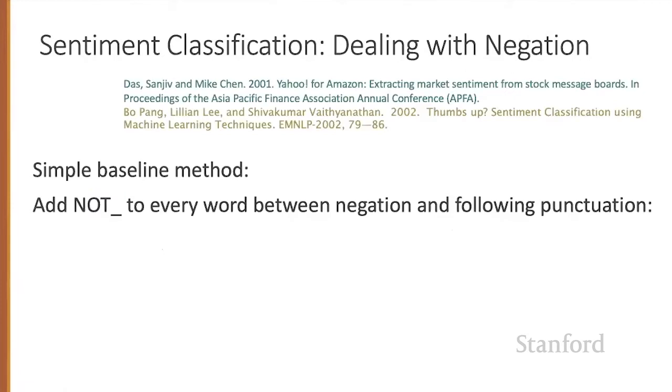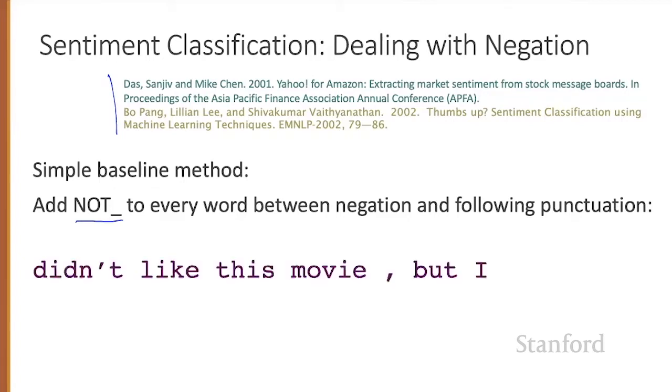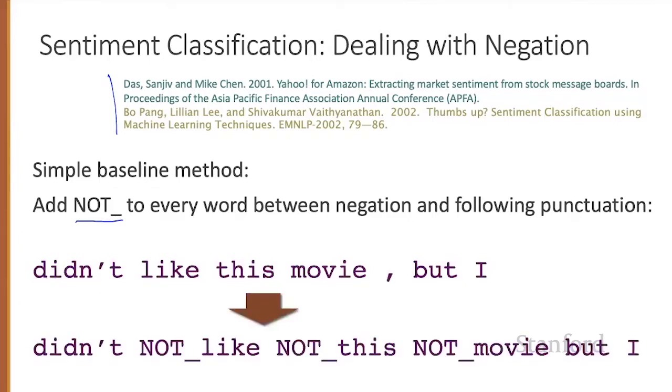A simple baseline method dating back to really the beginning of sentiment classification is to just add the string NOT_ to every word between a linguistic negation, a not or a never or a no or a don't, and the following punctuation. So we might take a string like "didn't like this movie, comma, but I," and because "didn't" has a negation in it, we add NOT_ to like, this, and movie, and stop when we get to the comma.